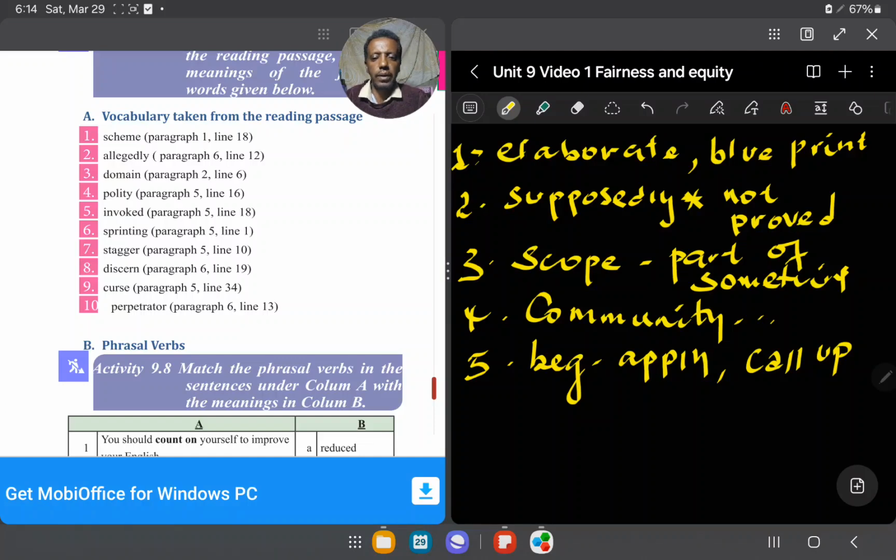Next question, number 6 of your vocabulary. Sprinting, what does sprinting mean? Number 6, sprinting or rushing. Sprinting, for example a sprinting race. So rushing. Stagger, what does stagger mean? Paragraph 5 line 10, you will find it there. So stagger means waver or unsteady.